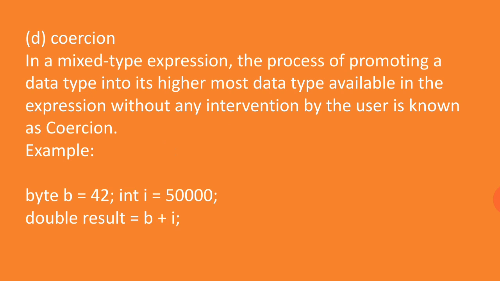That will have the value double. Why? Because when we compare byte, int and double, double is the highest type among all these given types. So finally the sum of b and i will be of type int, but when it is assigned to the result variable, it will be promoted to the double type, that is the higher type. So this is what we call coercion.